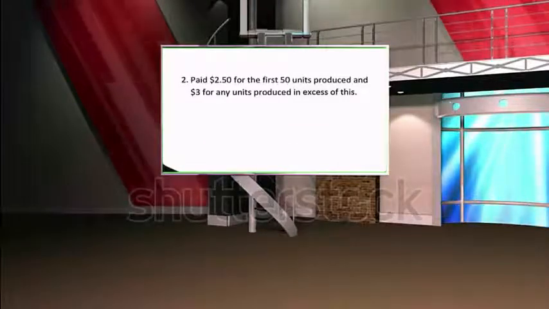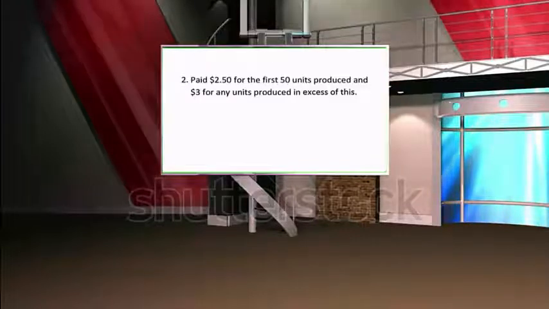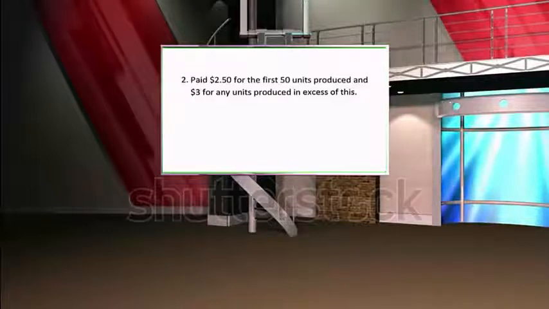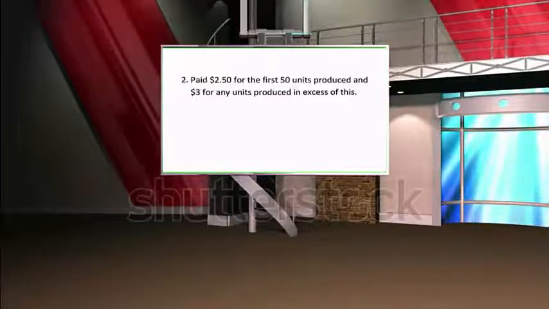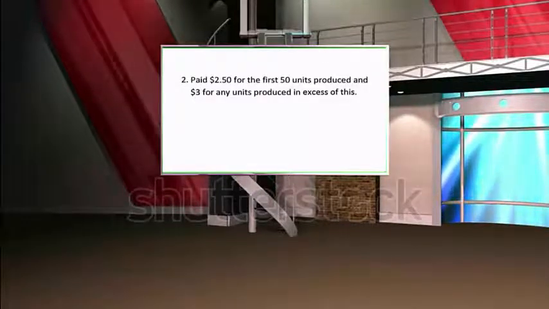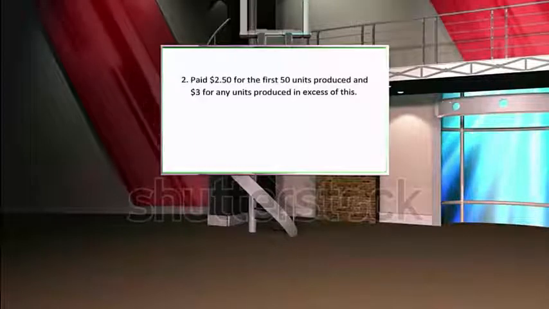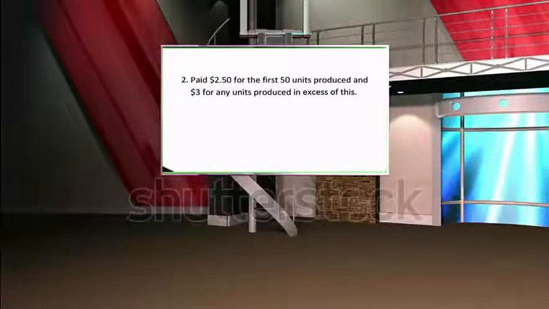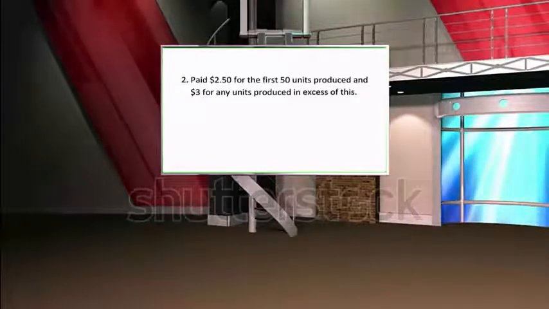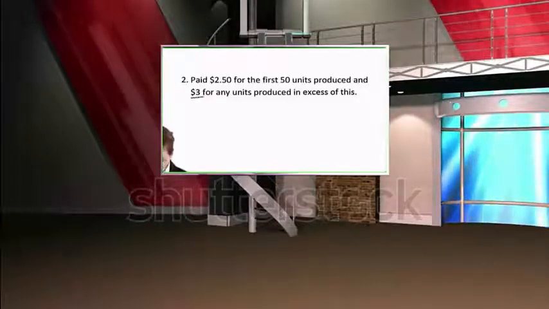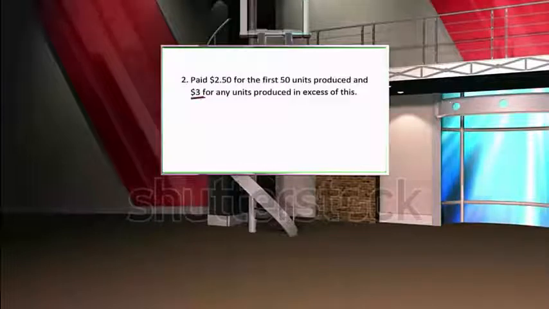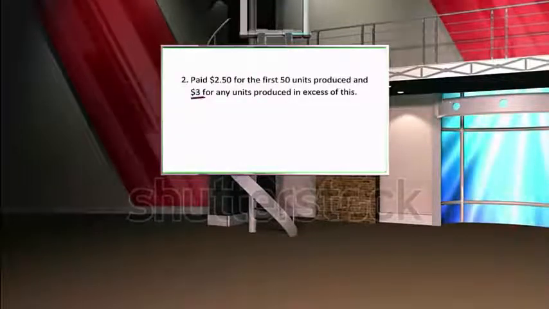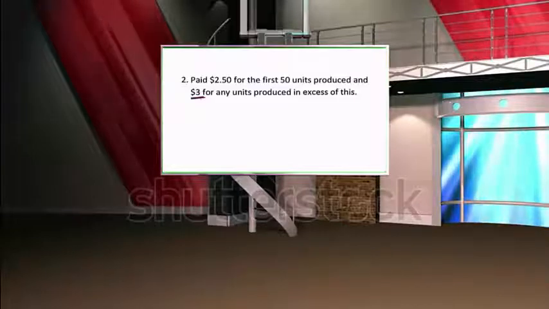So we're told in this exercise then an individual is paid $2.50 for the first 50 units produced and $3 for any units produced in excess of this. So this is a piece rate system where we have a differential piece rate, meaning their rate goes up once their production goes above a certain level.